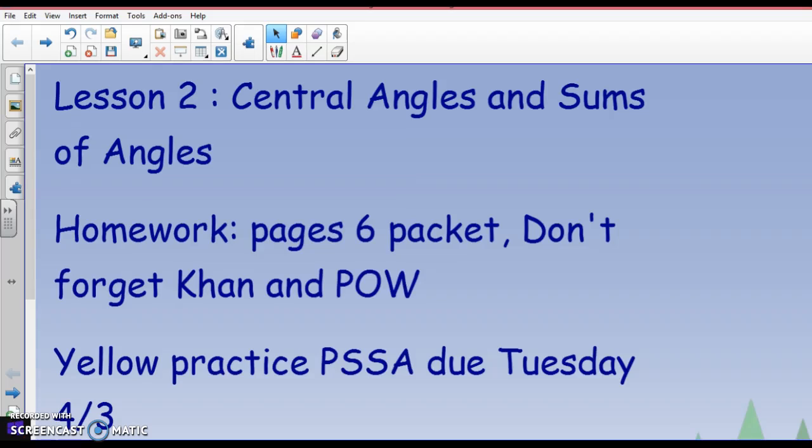All right, this is the second lesson in the 2D geometry unit. It's central angles and sums of angles. This is the homework that goes along with it.